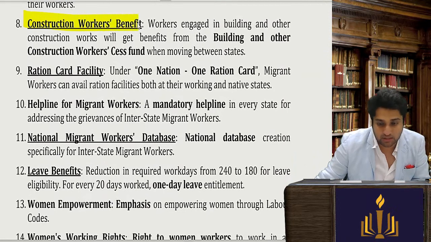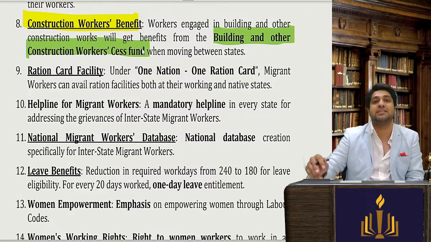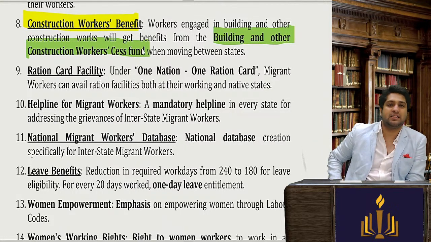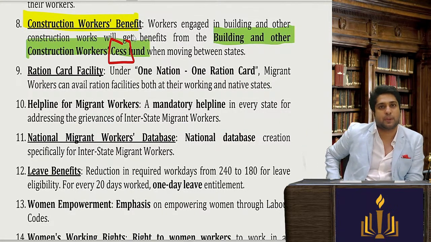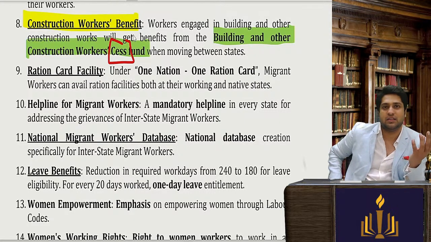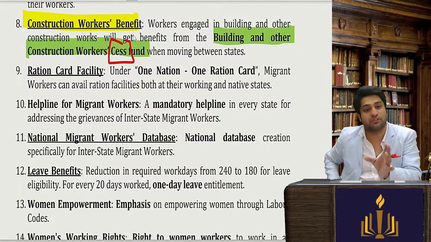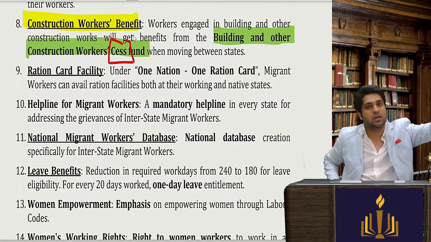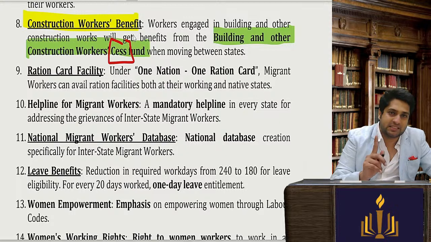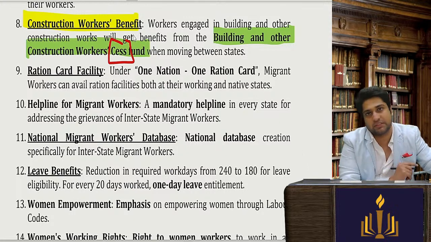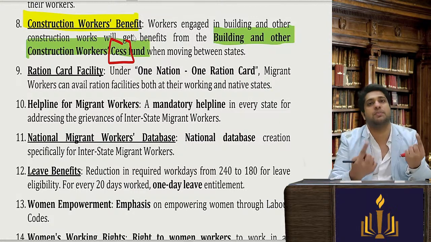Construction workers' benefits: a cess will be made, which is the building and other construction workers cess fund. Whenever there is a cess fund, understand what is the difference between a tax and a cess. How is GST different from cess? How is income tax different from cess? How are export duty and import duty different from cess? Always remember, cess is only for a specific purpose. The money is collected for a specific purpose and can be utilized only for that specific purpose.